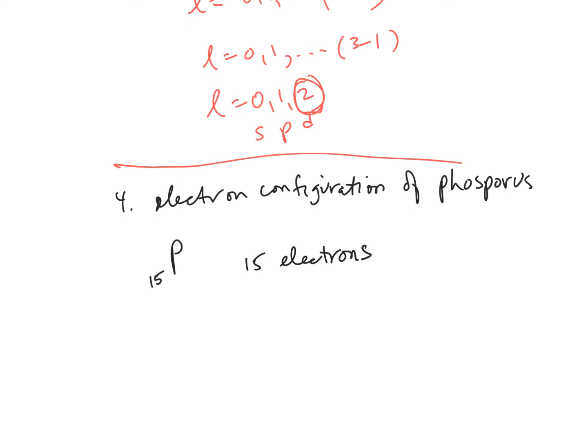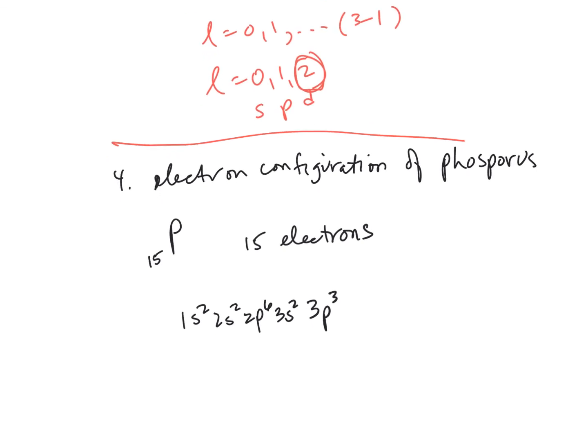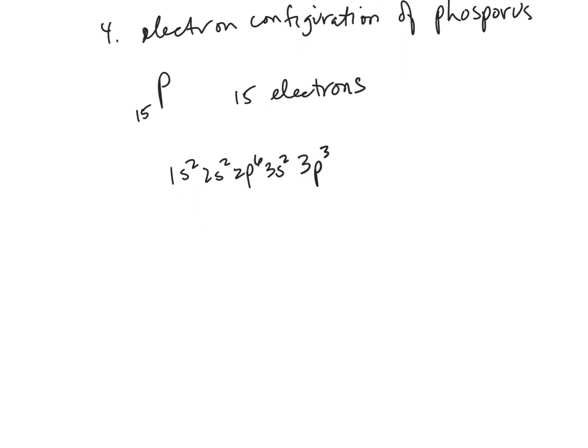So you just gotta put them into the orbital configuration, which is 1s2, 2s2, 2p6, 3s2. How are we doing? We have 2 plus 2 is 4, plus 6 is 10, plus 2 more is 12. We're going to 15, so the next one would be 3p3. That is what I gave you in the key, but we can also do the electron configuration.